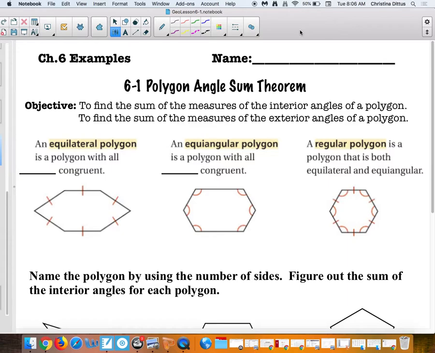We got a few vocab type words. Equilateral polygon. What does equilateral normally mean? All sides equal. That's true of any equilateral polygon. It means that your sides are congruent. Congruent means same. They're equal. What did equiangular mean? Equal angles. Same thing here. Equiangular means our angles are congruent, or equal, same.